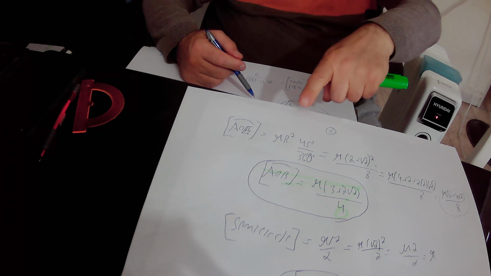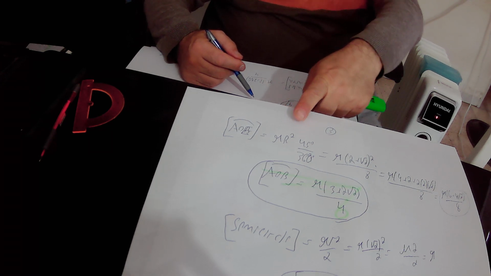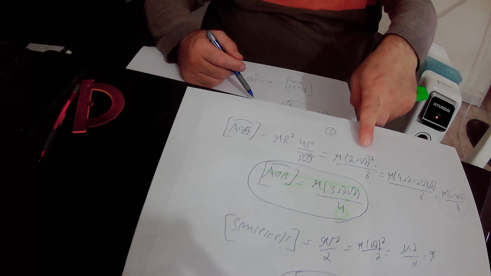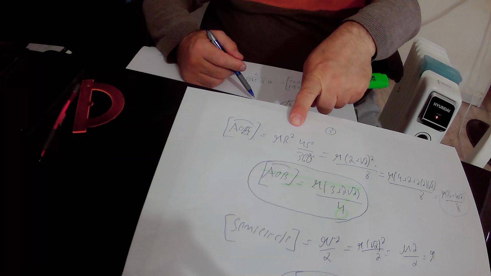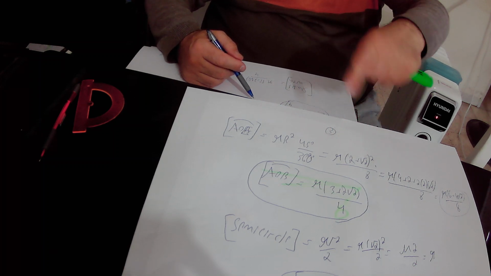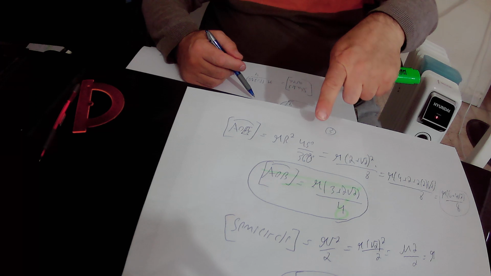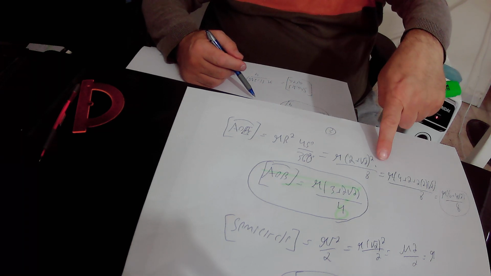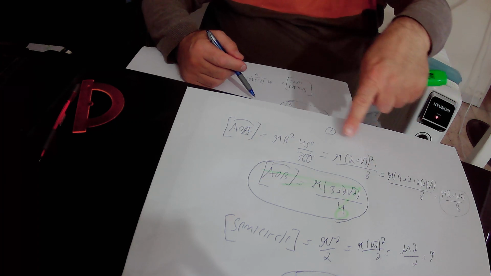Okay. We have already found out that capital R equals 2 plus square root of 2. If capital R equals 2 plus square root of 2, it means that R squared will be equal to 2 plus square root of 2 squared. And 45 degrees over 360 degrees is 1 over 8. So we have to divide this expression by 8.